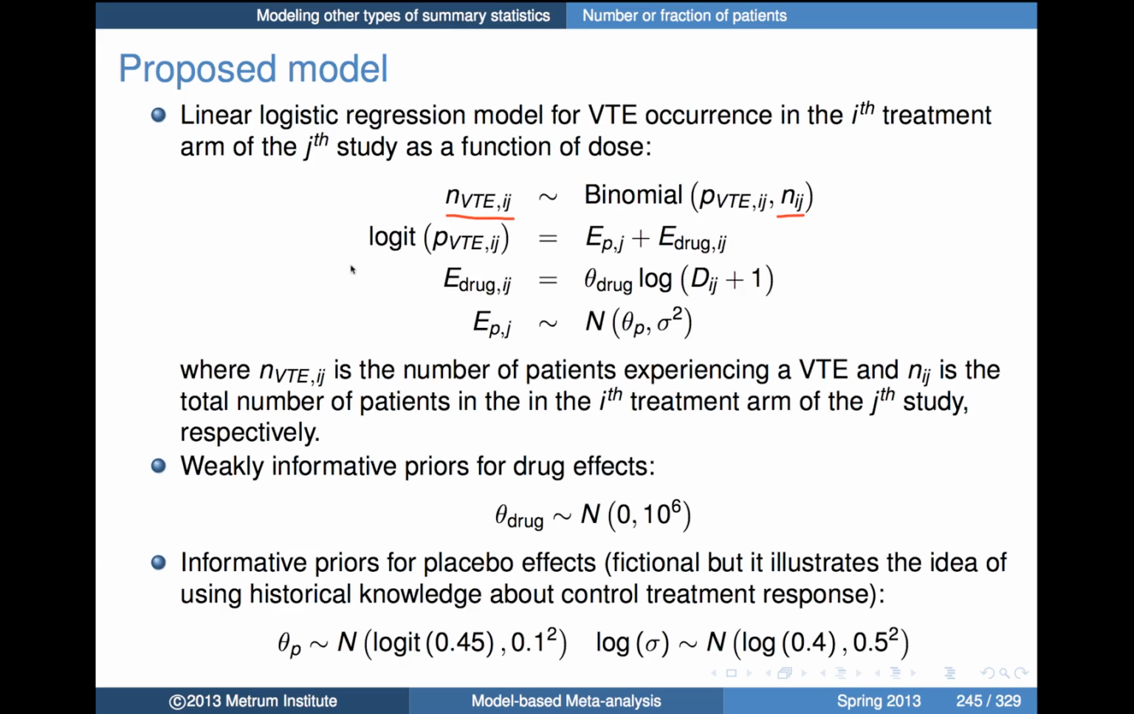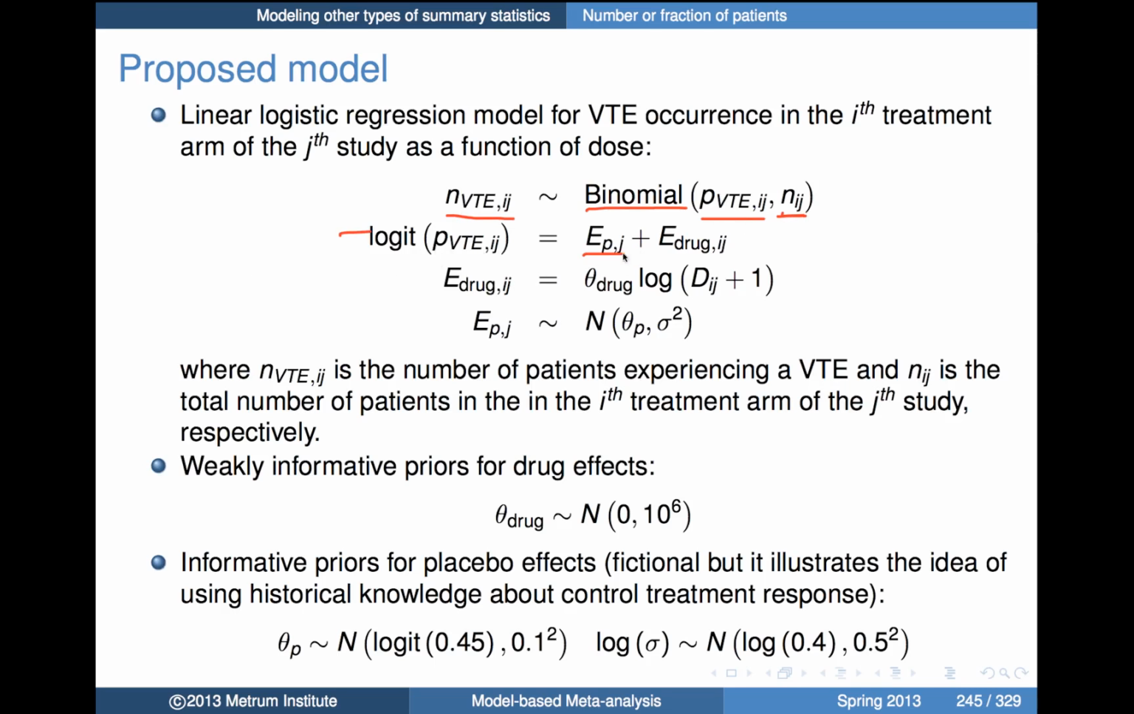So we've got our number of patients that experience a VTE. The I and the J here represent I as an indicator for the treatment arm and J for the study. So we're talking about the number of VTEs in the ith arm of the jth study. That will be distributed according to a binomial distribution with some probability for the VTE that may vary as a function of the different treatment arms, and the total number of patients in each of those treatment arms. For the model here, I chose to describe the logit of that probability, converting the 0 to 1 range out to the entire real line.